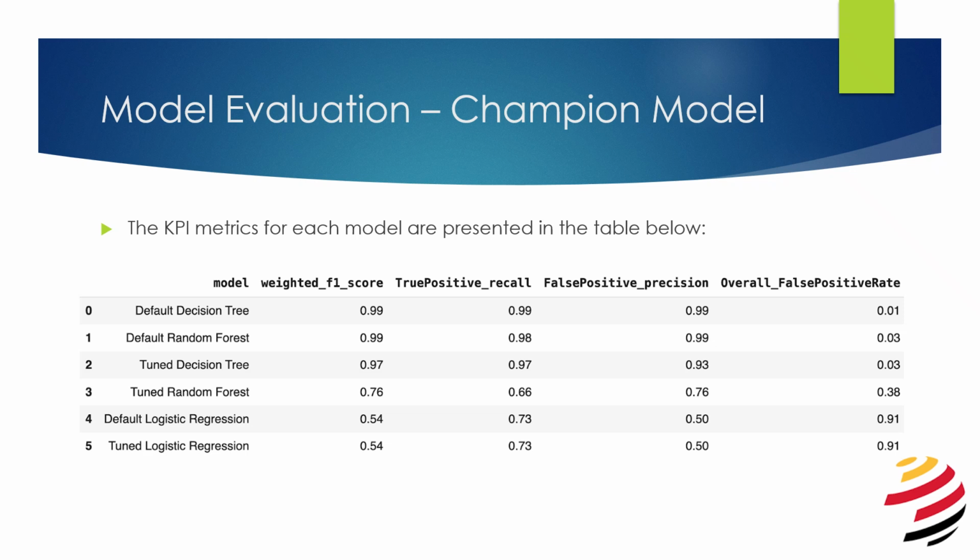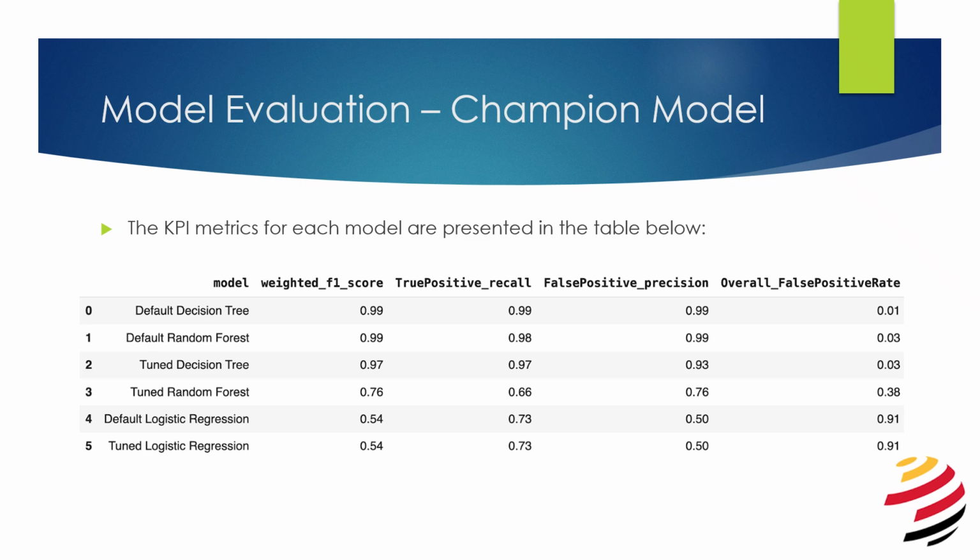Computing those KPIs for each model gives us this table. At the top of the table, we see that the default decision tree model achieved the highest weighted F1 score of 99%, true positive recall of 99%, and false positive precision of 99%, with a very low false positive rate of 1%. These results clearly satisfy all the defined KPIs and indicate exceptional classification performance.